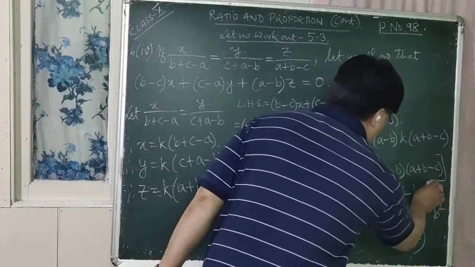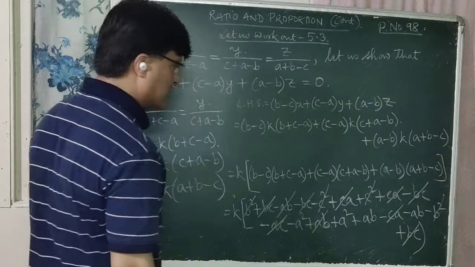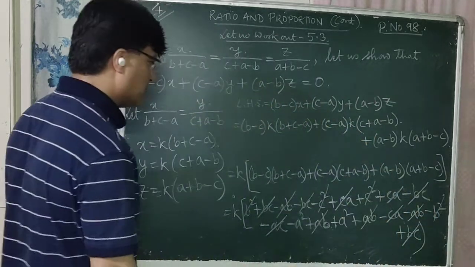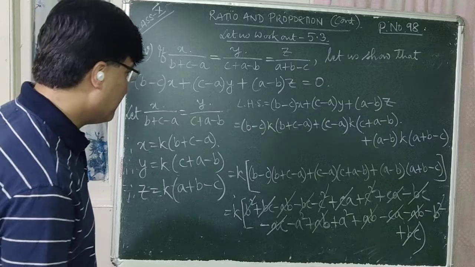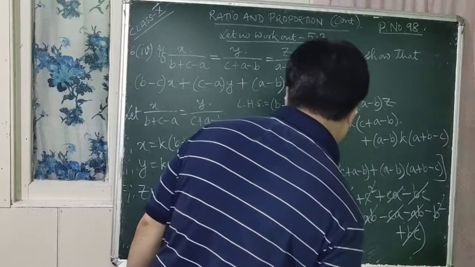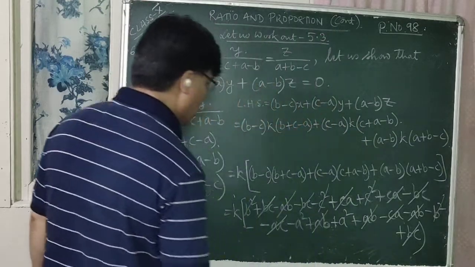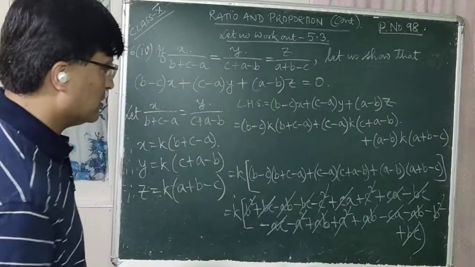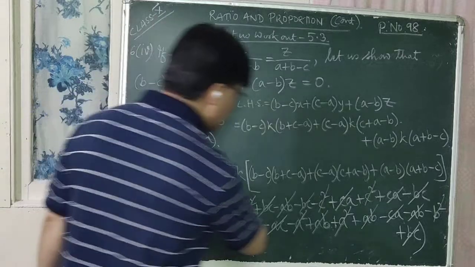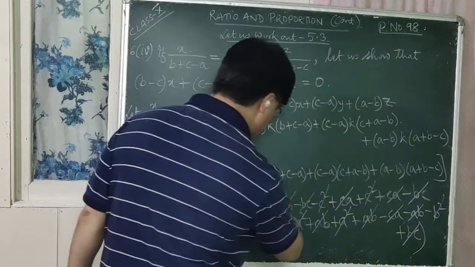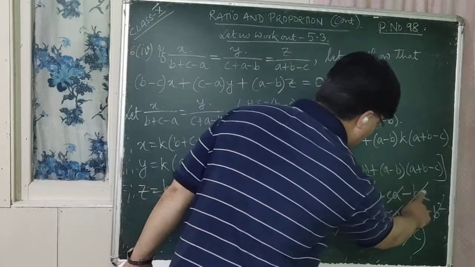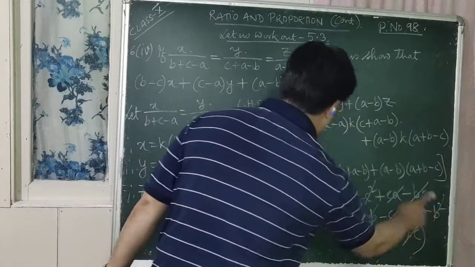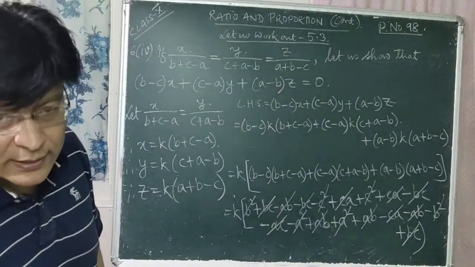Then minus bc plus bc will be cancelled. Then plus ab minus ab will be cancelled. And then the last one, plus a square minus a square will be cancelled. Okay? So all the terms are cancelled here, isn't it? All the terms are cancelled out here. So k into what? 0.